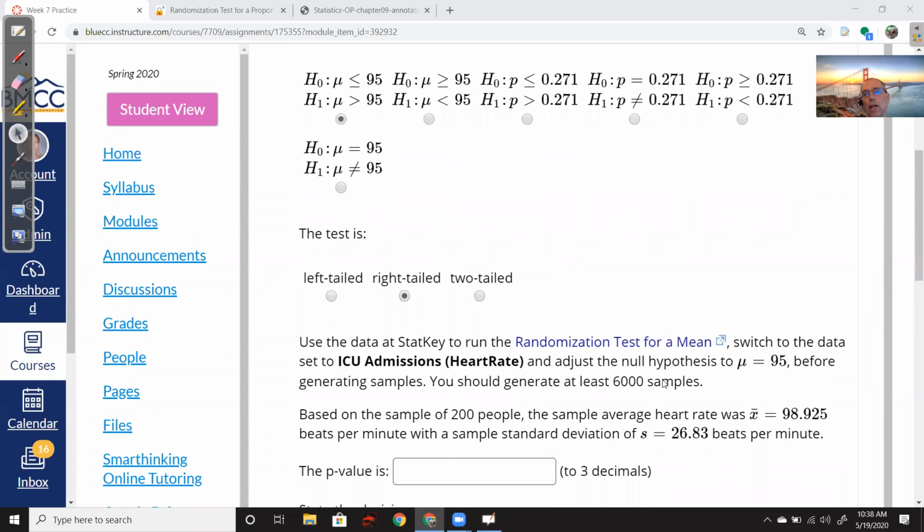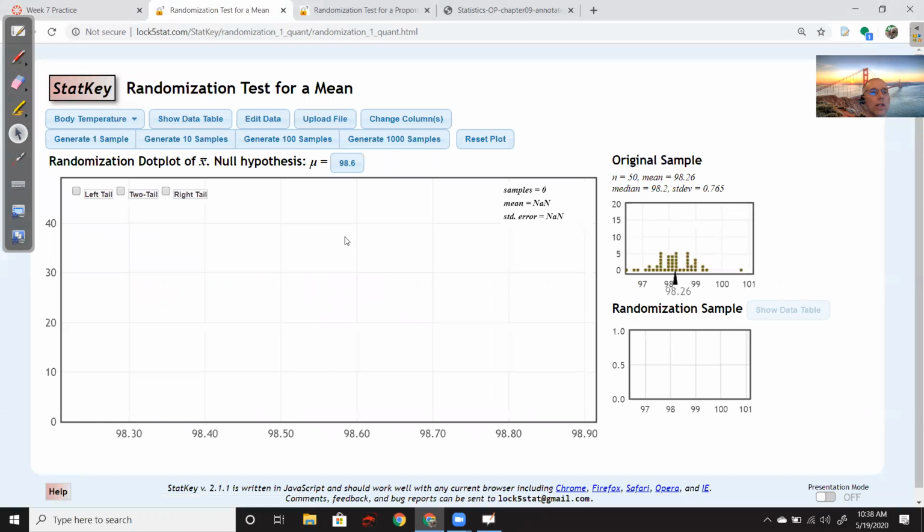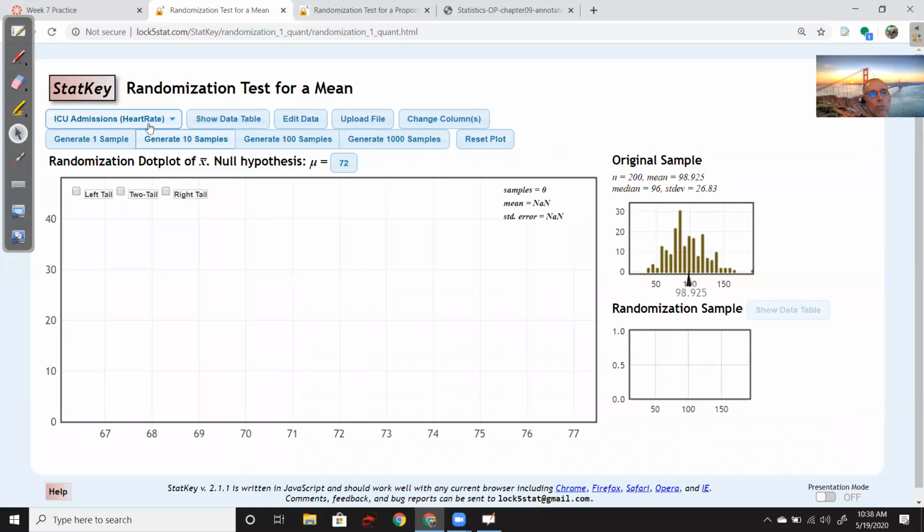Right tail test. Okay, so now I have to go get the data. In this case, it says use the StatKey data, switch the data to ICU admissions heart rate, and make sure we set the null to 95. Okay, let's go for it. So we jump in, and body temperature, nope, that's not what I want. I want ICU heart rate. Otherwise, we might have to copy and paste data with the edit data option.